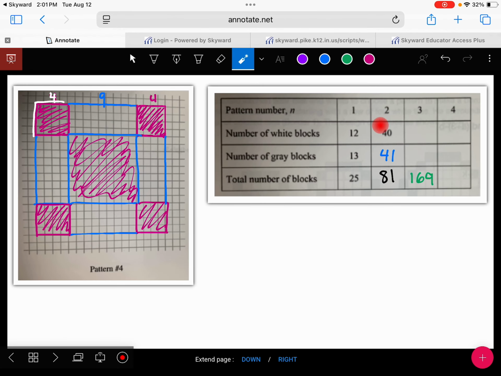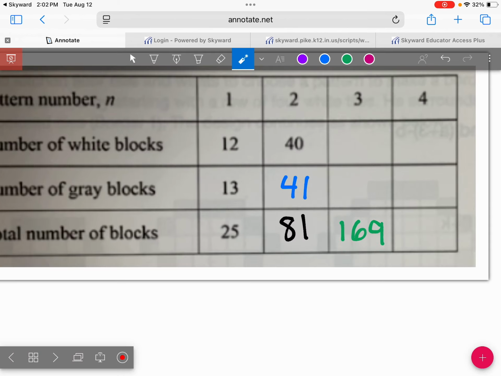What about these? What do we notice is happening with our white blocks and our gray blocks in here? I'm going to zoom it in. I just looked at these bits. What do we notice about these two pairs of numbers, 12 and 13 and 40 and 41? Yeah, they're one away from each other. 12 and 13, right next to each other. 40, 41, they're one away from each other. They also add up to be our total. So 12 and 13, one away from each other, add up to be 25. 40 and 41 are one away from each other and add up to be 81.